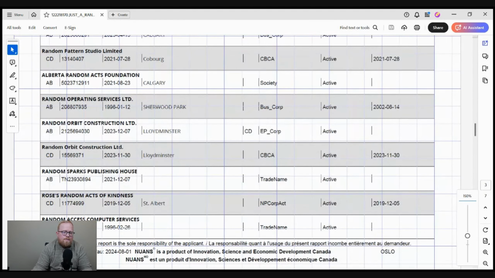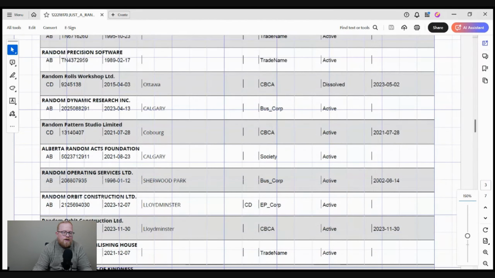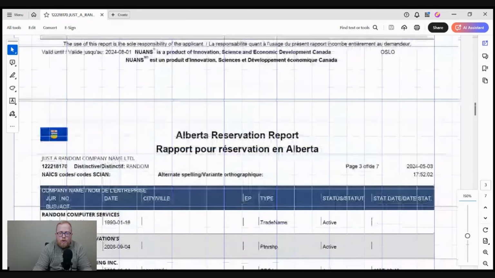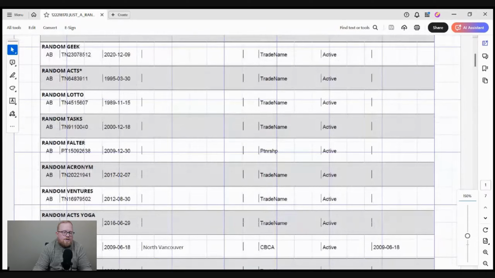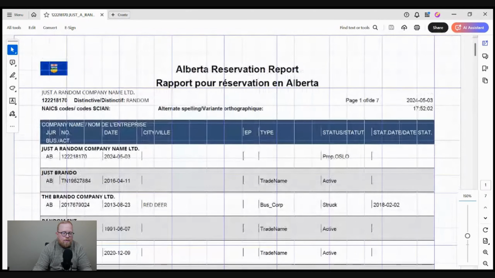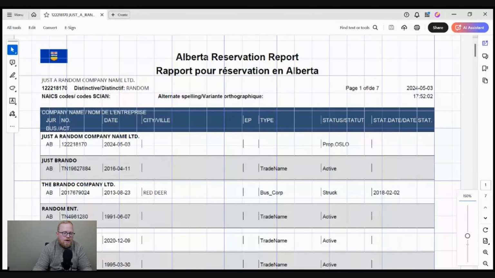So again, the point of this is, do any of these names confuse people or would otherwise lead people to believe that your name is so similar with theirs, regardless of where they are in Canada, because this is Canadian-wide, such that they would do business with you, mistaking it for someone else? Again, at just a random company name limited, it has enough unique identifiers within that. There's nothing even coming close to it.